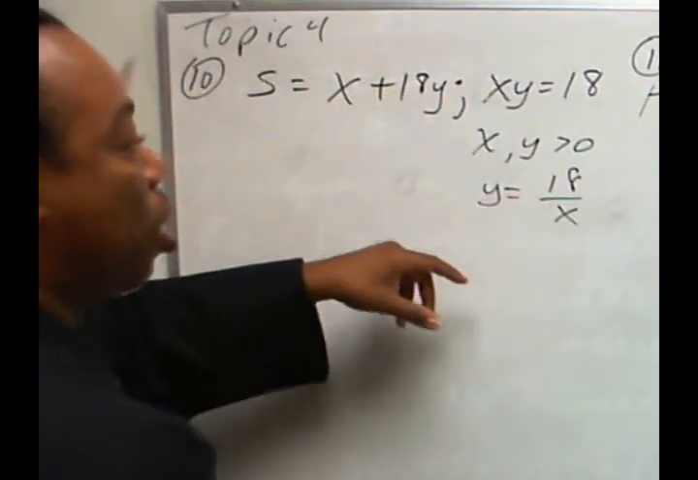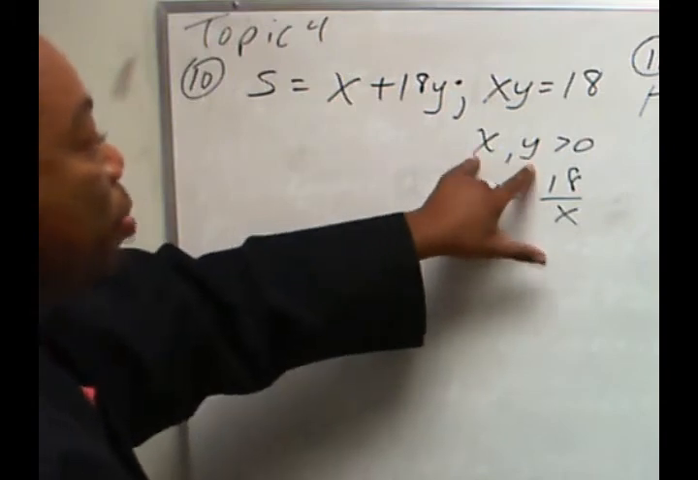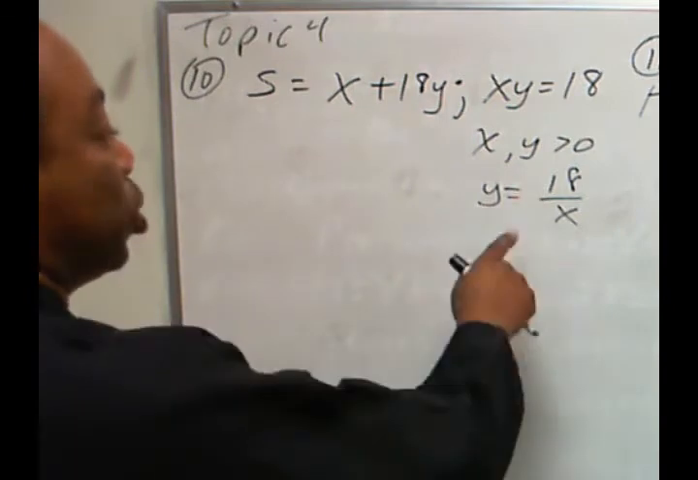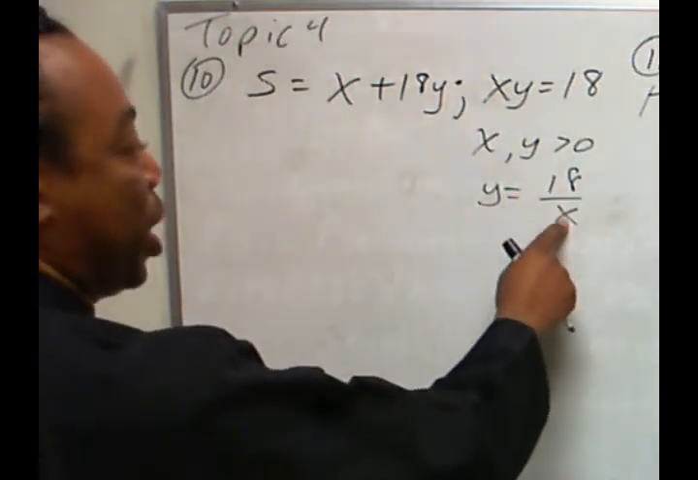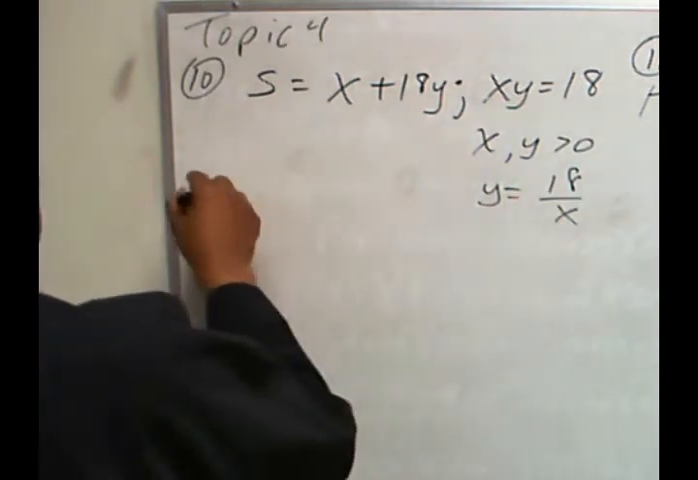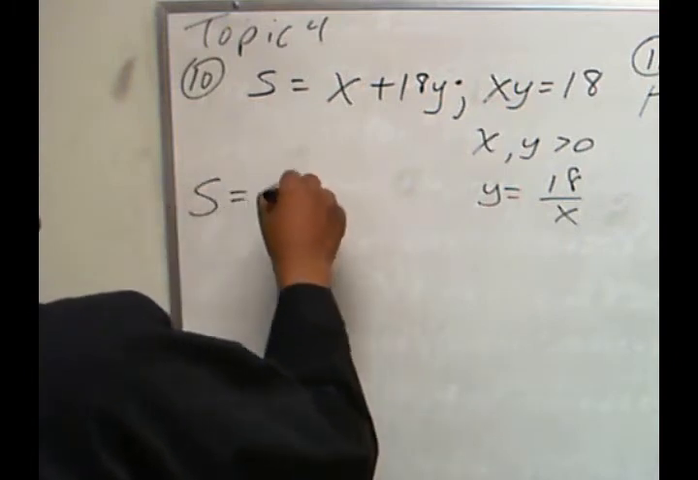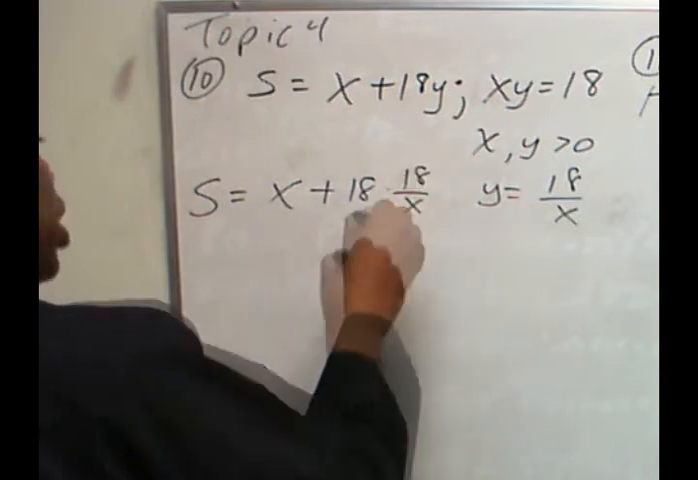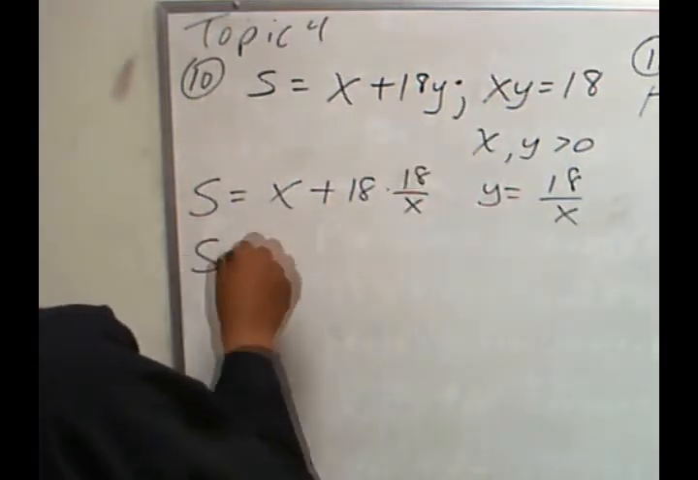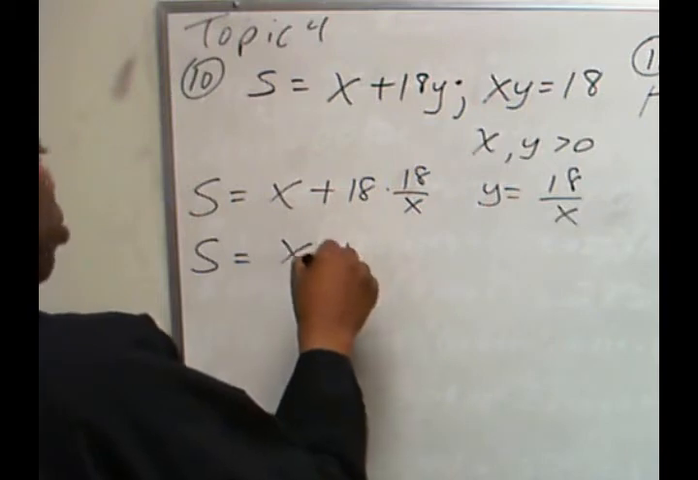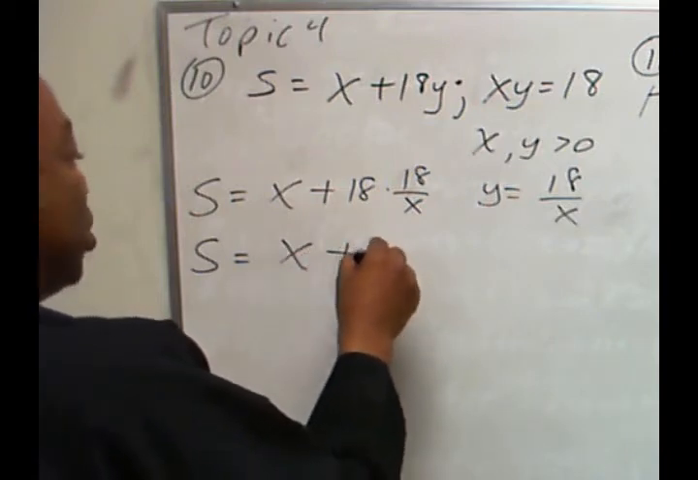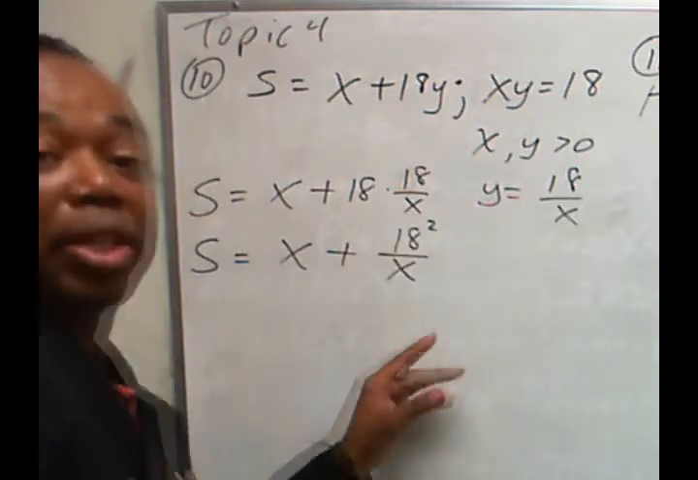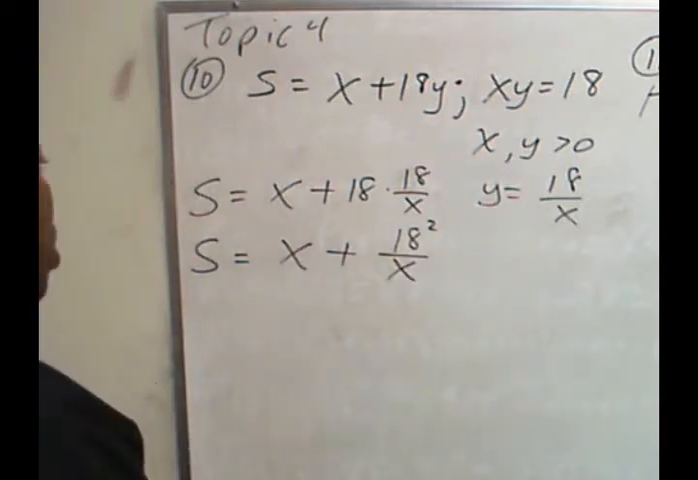By the way, when we solve, this means we want to solve for positive x and y's. Okay, so here's my substitution. All the y's will become 18 over x. So this now becomes s equals x plus 18 times 18 over x. This now becomes x plus 18 times 18 all over x. I'll find out what 18 squared is soon.